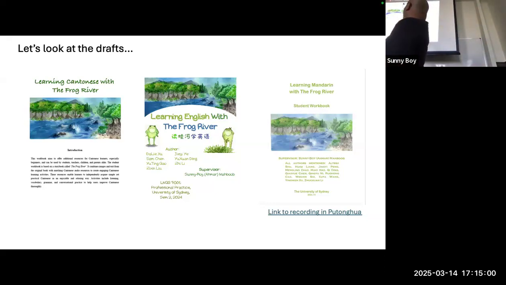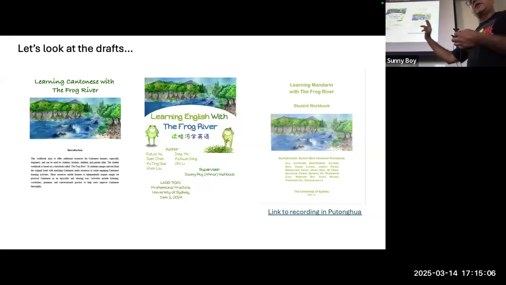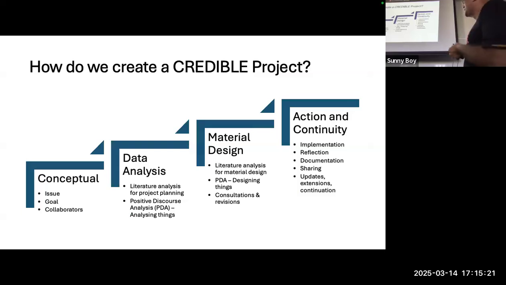So Learning English with the Frog River is written for learners who speak Chinese as a mother tongue. So it is translingual between Chinese and English, the target language being English, but there's a lot of use of Chinese within it. And the other ones are written more for English speakers learning Cantonese or Mandarin. And then, of course, as we said, we do have action and continuity.